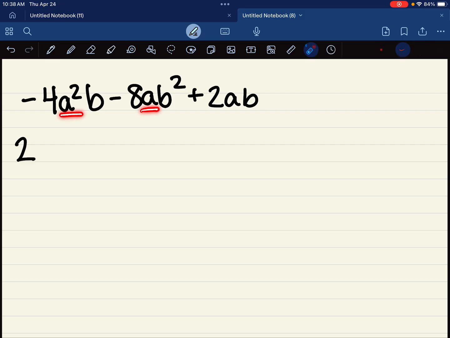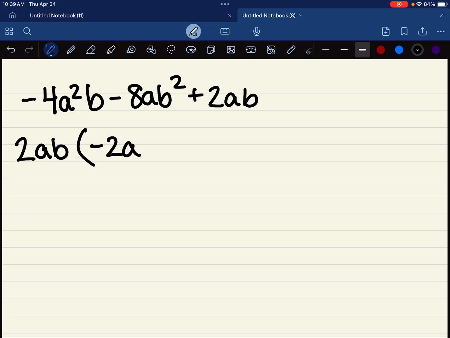Do they all have the variable a? And what's the smallest exponent they all have in common? 1. So I take out 2a. Do they all have variable b? Yes. Smallest exponent? Just b to the first, or b. Okay? Then we just go through and divide. What's negative 4 divided by 2? Negative 2. If I had a squared and I took 1 away, how many am I left with? Just a. I had b, I took it away, so what do I put? No b. Okay? Second term, what number do I have?